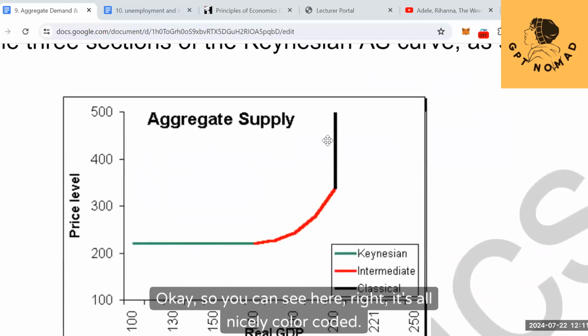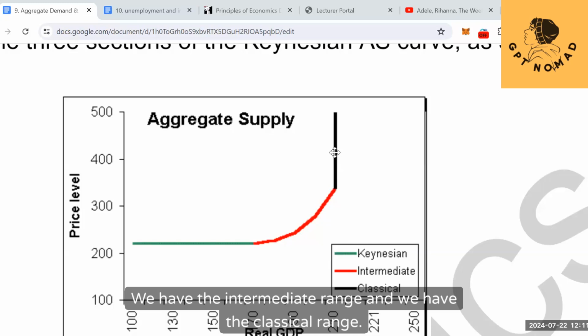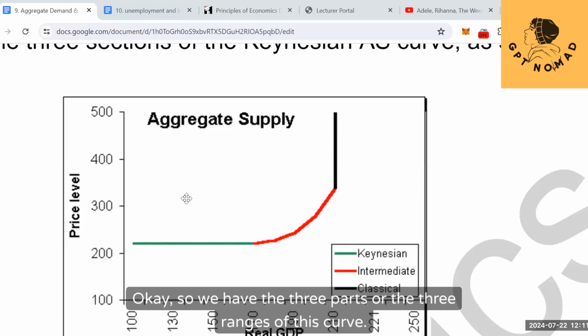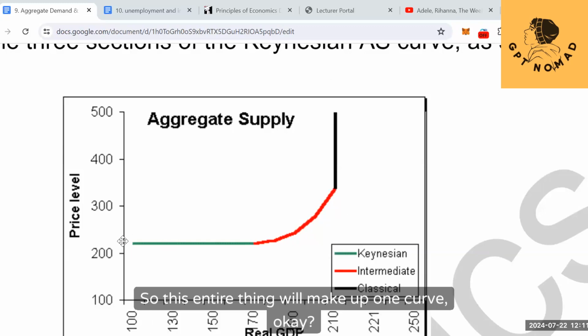Okay, so you can see here, it's all nicely color-coded. You have the Keynesian range, this is the whole range. We have the intermediate range, and we have the classical range. So we have the three parts or the three ranges of this curve. Every time we draw, we're going to draw all three parts. So this entire thing will make up one curve.